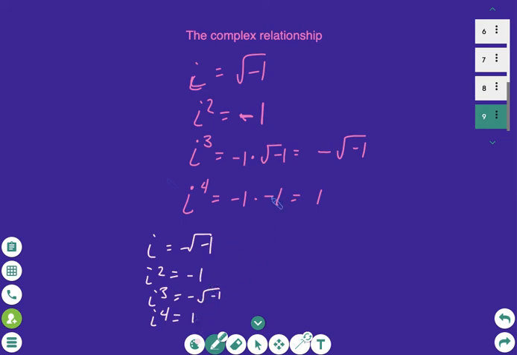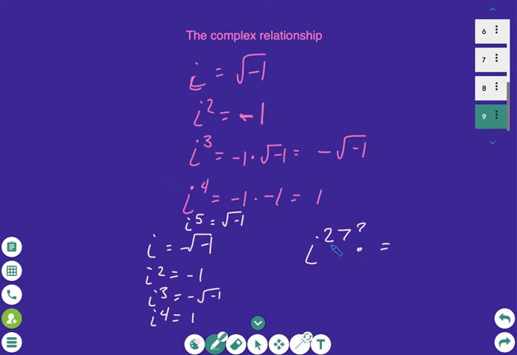They play off this a lot, where they'll say something like, well, based on what we know about complex numbers, what is i to the 27th power? And you're like, what is going on? What am I supposed to do with that? But they're playing off this idea, so they're looking for you to recognize this pattern. Because if you were to continue the pattern and figure out i to the 5th, what you would end up getting is the square root of -1. So the pattern repeats. So after 4, it repeats.